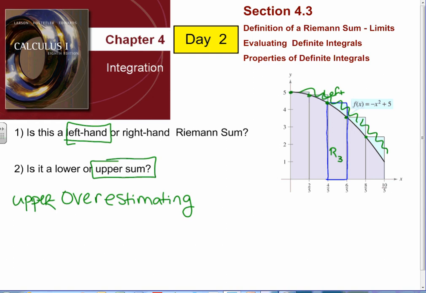Now, what type of function is this? Is it an increasing function or is it a decreasing function? Well, obviously my y values are falling as I head to the right, so this would be a decreasing function in this scenario. Decreasing functions that have a left Riemann, left rectangular method going on would definitely give us overestimations.